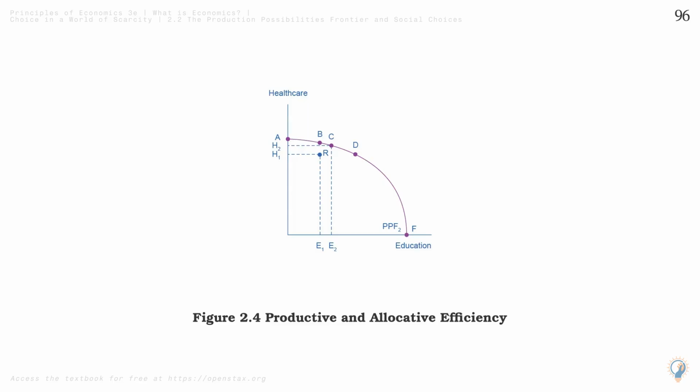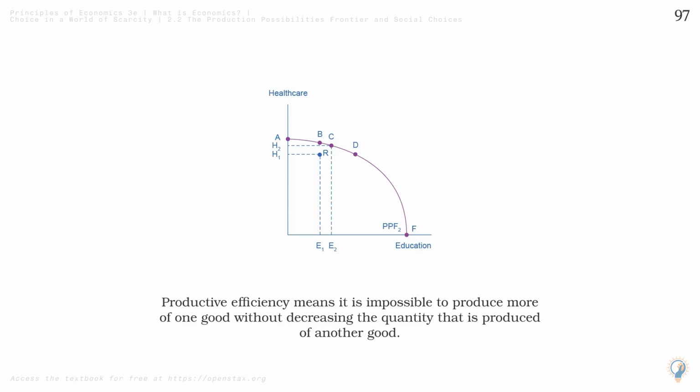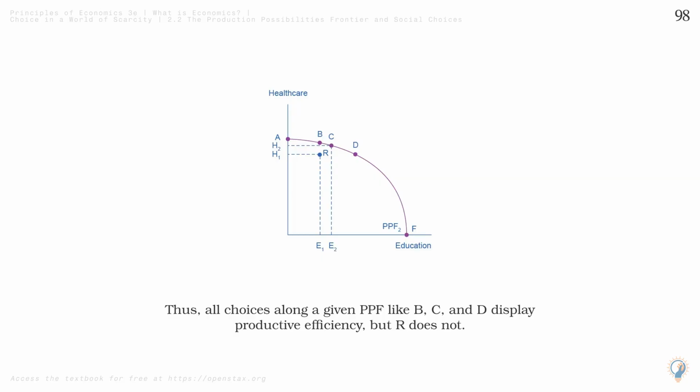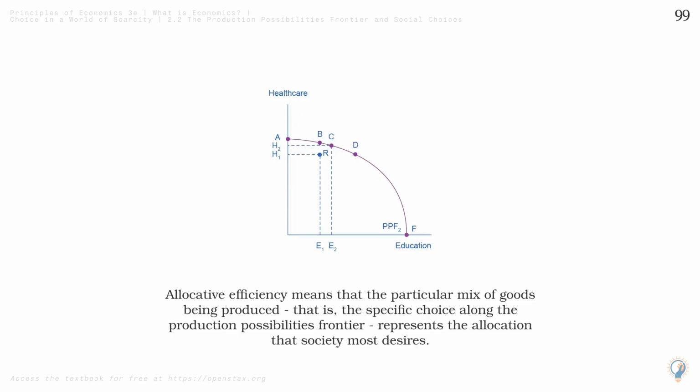Figure 2.4, Productive and Allocative Efficiency. Productive efficiency means it is impossible to produce more of one good without decreasing the quantity that is produced of another good. Thus, all choices along a given PPF like B, C, and D display productive efficiency, but R does not. Allocative efficiency means that the particular mix of goods being produced, that is, the specific choice along the production possibilities frontier, represents the allocation that society most desires.